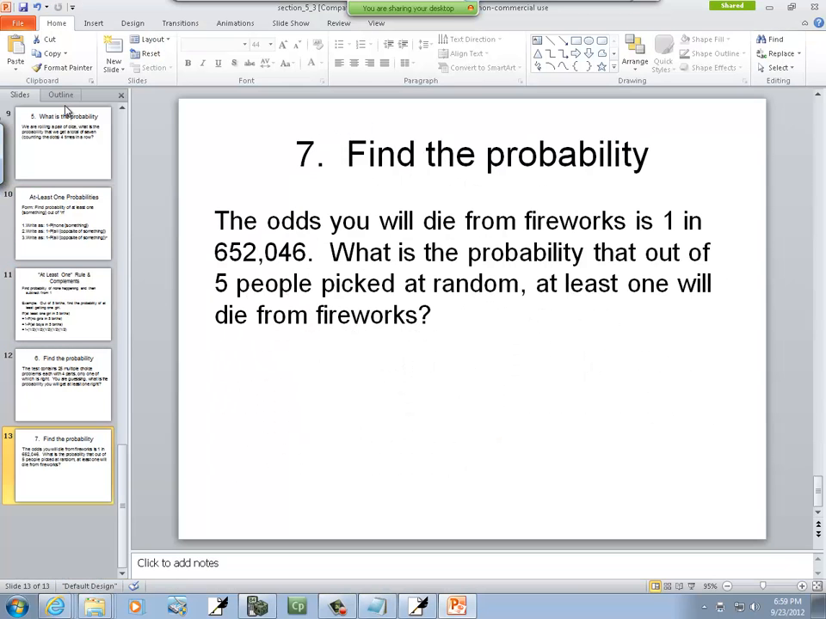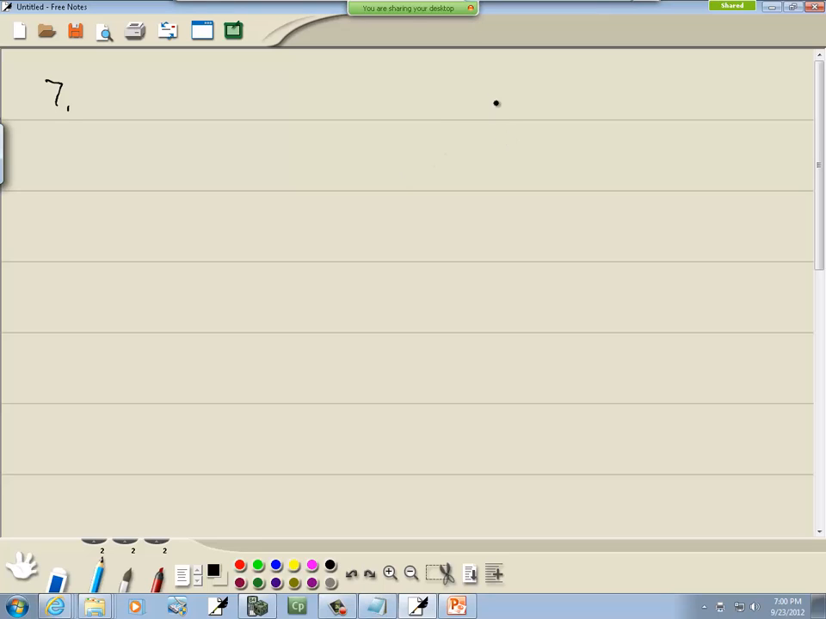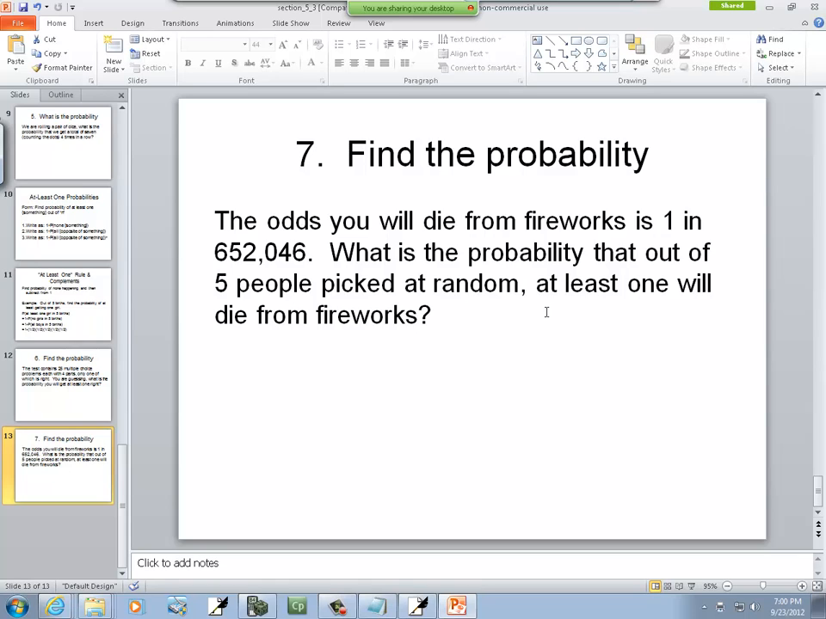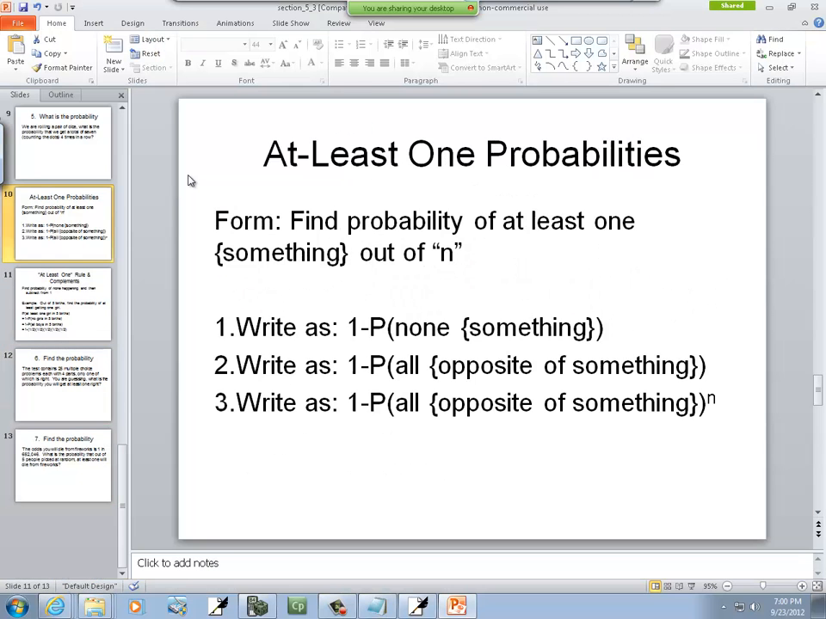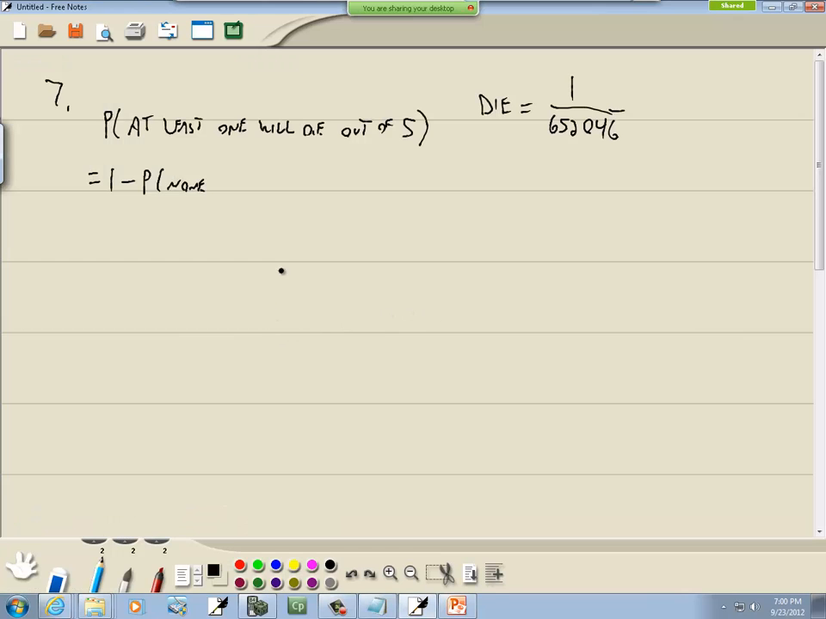Okay, number 7. The odds you will die from fireworks is 1 in 652,046. They compile all this, so you're going to die from fireworks is 1 out of 652,046. I don't remember where I got this one at. Some kind of government website. It says, what is the probability that out of 5 people picked at random, at least 1 will die from fireworks? So we're looking at a probability at least 1 will die. Out of, how many are we looking at? 5 people. Well, first thing we do is we write it as 1 minus probability of none somethings. And our something will be the die. So 1 minus probability of none die.